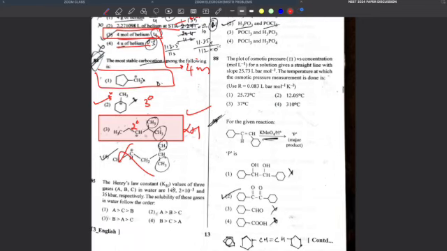Next, Henry's law constant values are given to us for A, B, C, D respectively. The solubility of the gas follows the order. KH and mole fraction are inversely related. The one with the lowest KH is the most soluble. So 40, 145, 2 into 10 power minus 5, 35. So the answer should be B first, followed by C, followed by D, followed by A. The fourth option is the right option.